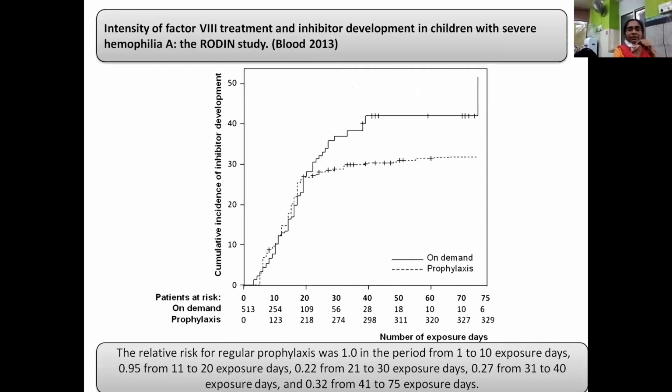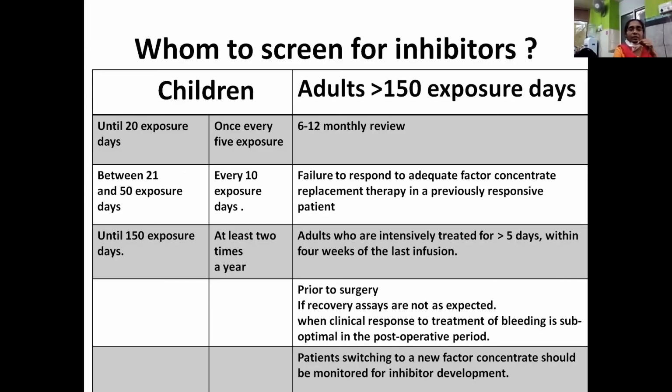Again, the same thing. The chance of developing inhibitors is more with on-demand treatment than with prophylactic treatment. The most important question is whom to screen for inhibitors. In children and in adults, there are separate indications. Children will usually all be on prophylaxis, so there are some specific time points at which we should screen for inhibitors.